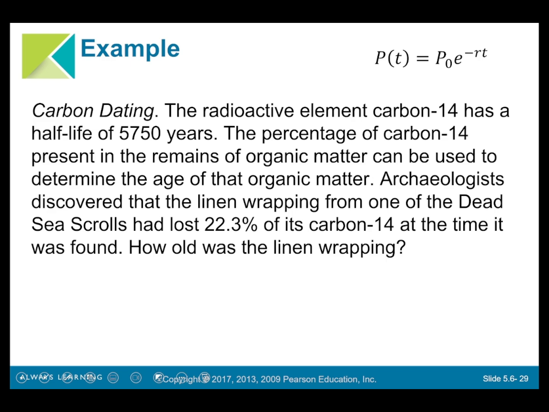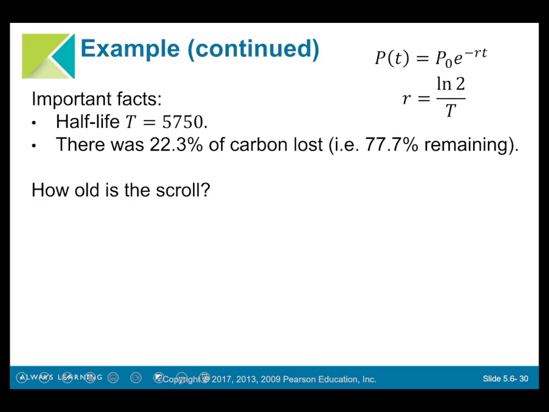So for this example, archaeologists have discovered that a linen wrapping from one of the Dead Sea Scrolls had lost about 22.3% of its carbon-14 at the time it was found. We're going to use this information to determine how old the linen wrapping is. This is a very realistic thing that scientists do in order to date things. The important facts here are that the half-life is 5750 and that there is 22.3% of carbon loss, meaning that there's 77.7% remaining. How old is the scroll?